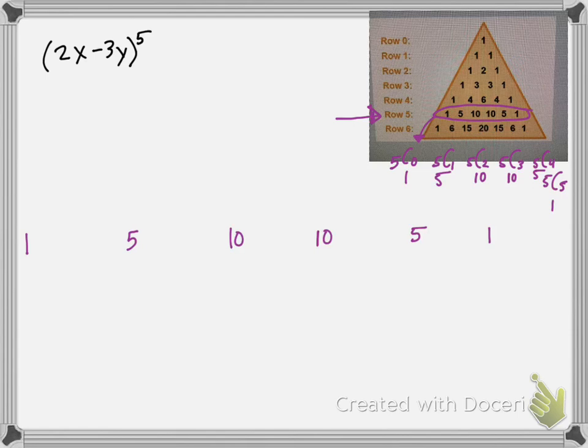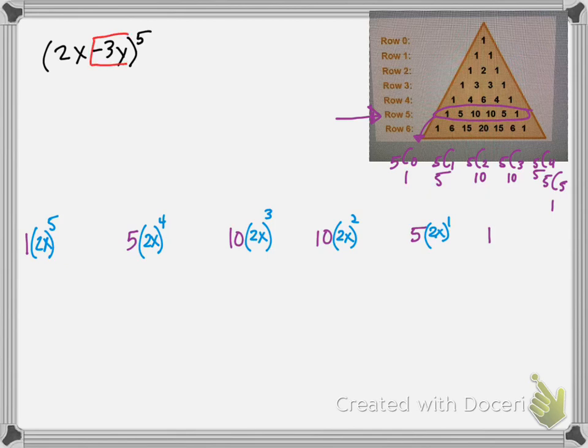Okay? So from here, you start with the first term, which is 2x, and you raise that to the 5th power. So 2x to the 5th, and then you decrease the exponent by 1. So 2x to the 4th, 2x to the 3rd, 2x squared, 2x to the 1st, and 2x to the 0 power is just 1, so I'm not going to write it on that last term.